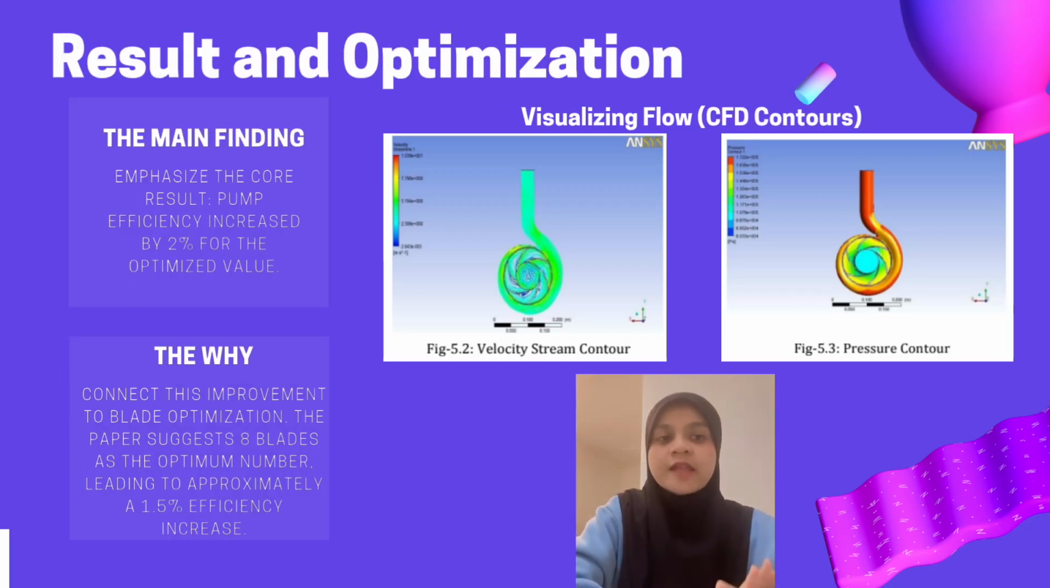Now, for the key findings, the CFD analysis revealed a significant outcome. The pump efficiency increased by 2% for the optimized design. This improvement was largely attributed to optimizing the blade configuration. Specifically, the study found that 8 blades appeared to be the optimal number, leading to an approximate 1.5% increase in efficiency at its peak. CFD also provided powerful visual insights.